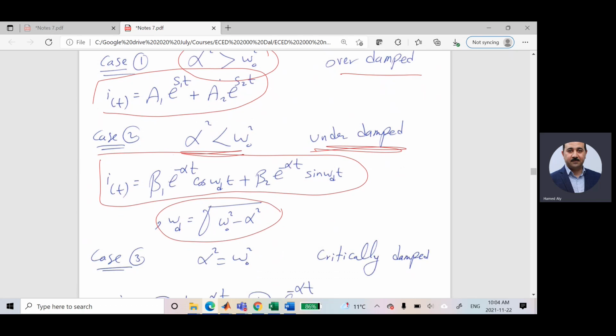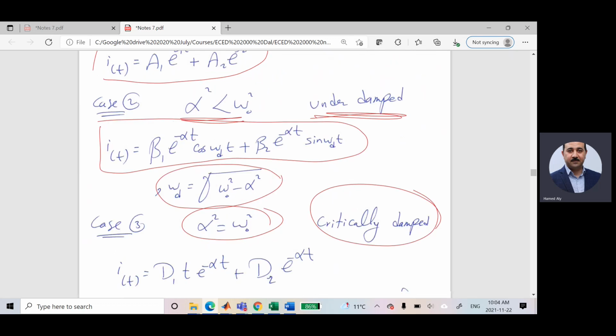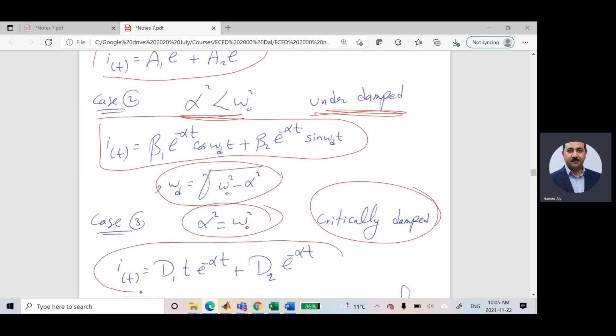But if alpha squared is equal to omega o squared, this is the critically damped case, and the solution i(t) is equal to D1 t times e to the power negative alpha t plus D2 times e to the power negative alpha t. Again, from where I can find A1 or A2 or beta1 and beta2 or D1 and D2? From the initial conditions, i(0) and di(0)/dt.